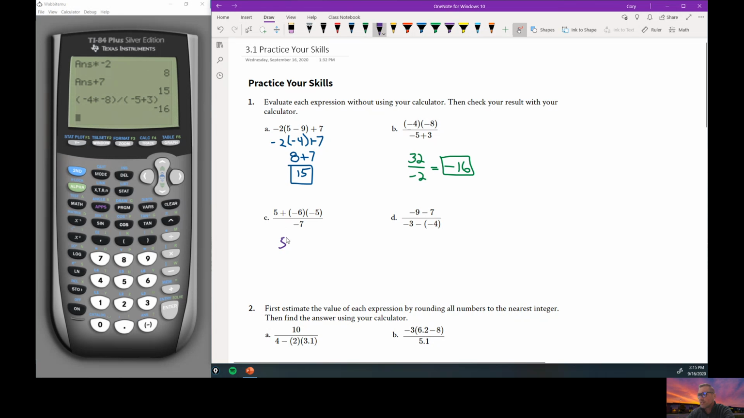All right, on C, we have to do the multiplication in the numerator first. -6 times -5 is +30. Then we can add in the numerator. And then we'll divide. 35 divided by -7 is -5. Check that math. I'll just do my numerator here. 5 plus -6 times -5. That's 35, and then we got to divide it by -7.